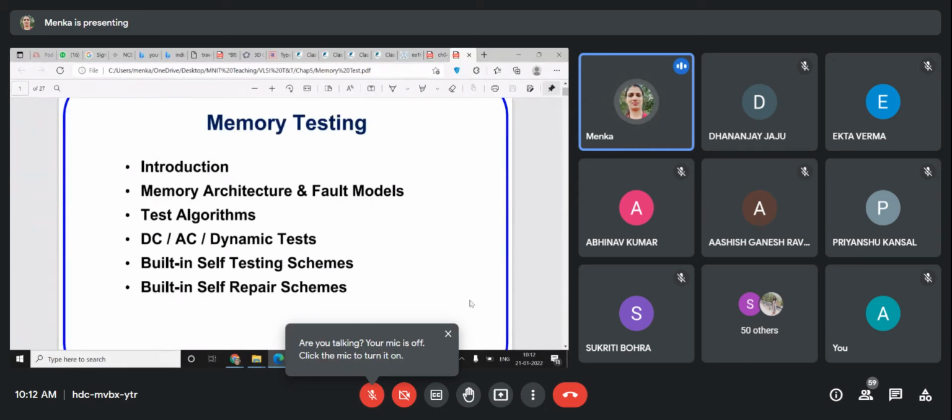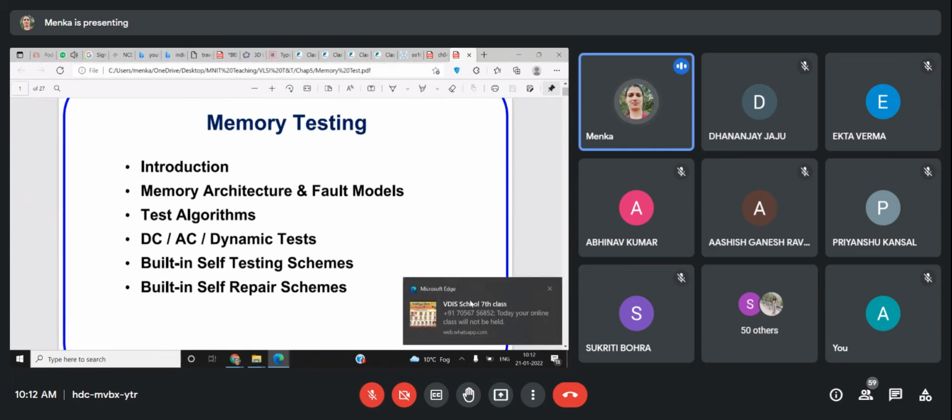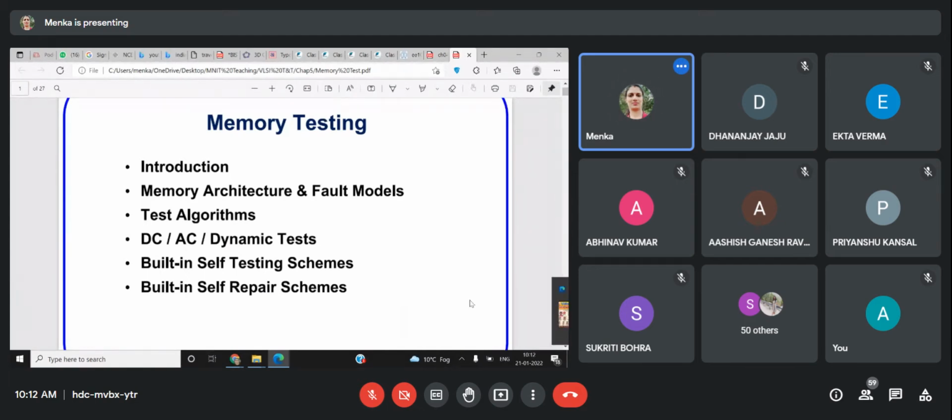Okay, so for memory, the design, the testing and verification, everything is a little bit different. That BIST was for general types of CUTs, maybe combinational circuits or sequential circuits, whatever it was. So that was the BIST architecture. Here for memory testing, we have to find out what type of architectures we need.